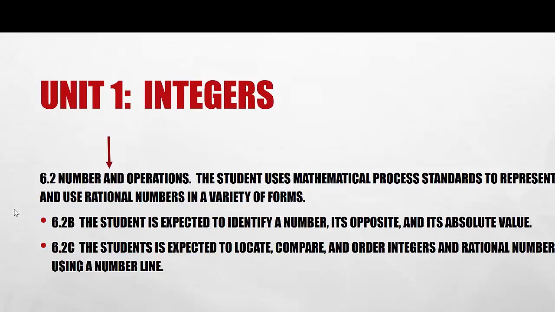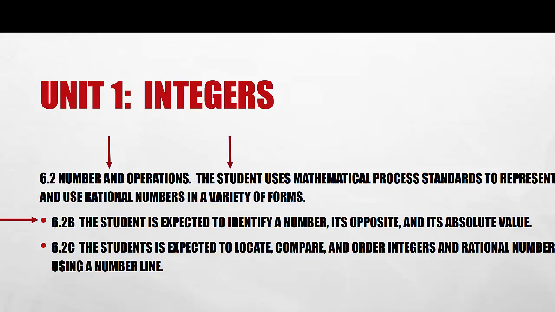Before we get there, I want to talk just very briefly about strands and knowledge and skill statements. 6.2, you'll see the numbers and operations there. That is called the strand. So our unit on integers is said to be within the strand on number and operations. Okay, and so the knowledge and skill statement is the next piece of our standards. In this particular case, the knowledge and skill statement is the student uses mathematical process standards to represent and use rational numbers in a variety of forms.